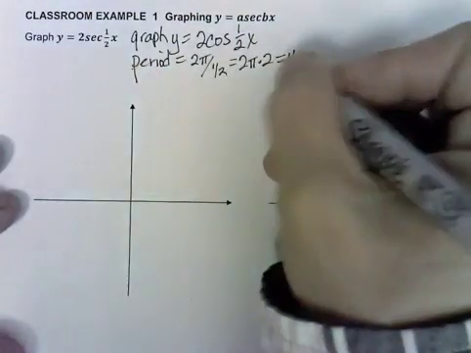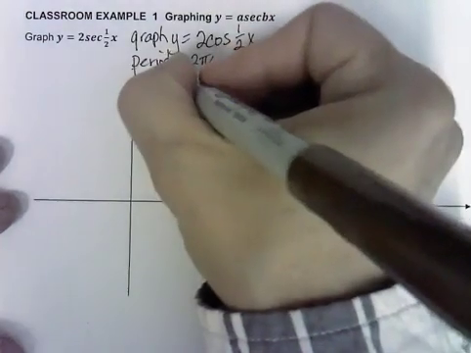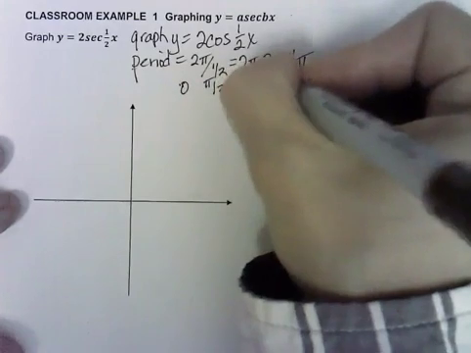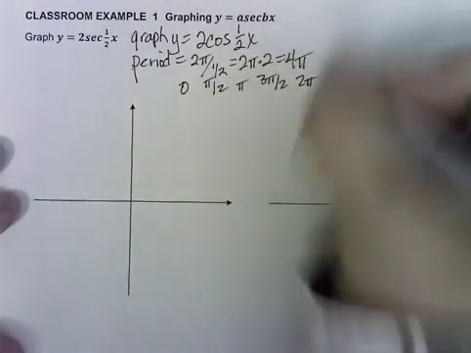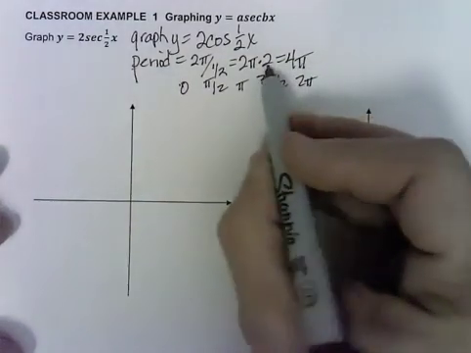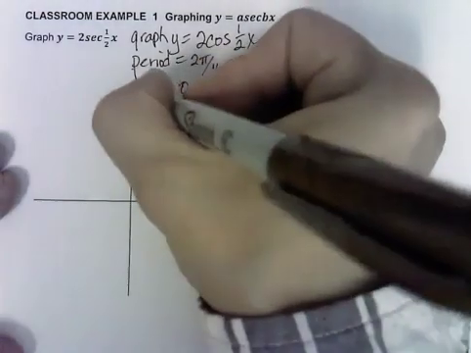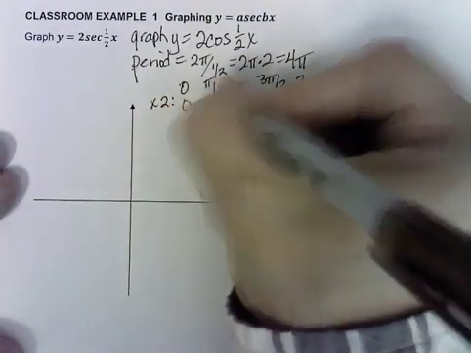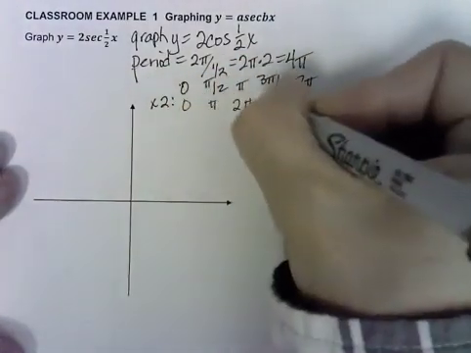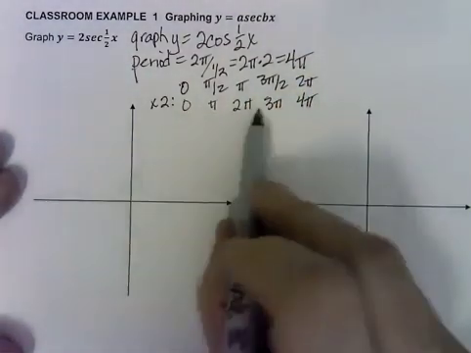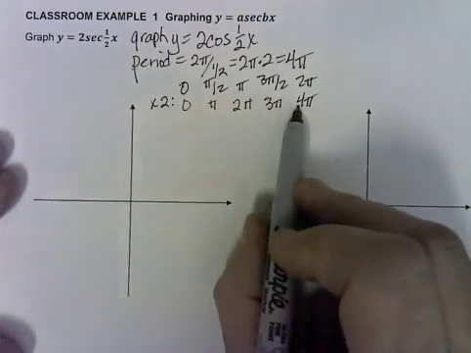So we can take our x values for our key points, which would be 0, pi over 2, pi, 3 pi over 2, and 2 pi. For each one, we're just going to take it and do the same thing that we did here to get our period, and that is multiply by 2. So we're going to take each one of these times 2. That gives us 0, pi, 2 pi, 3 pi, and 4 pi. That's where the locations of our 5 key points are going to be.